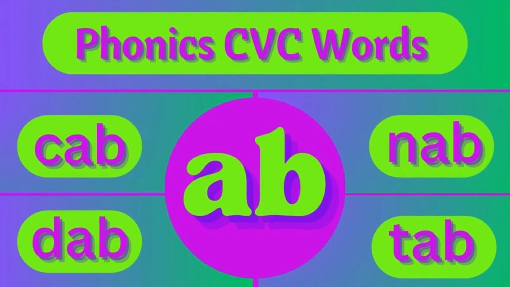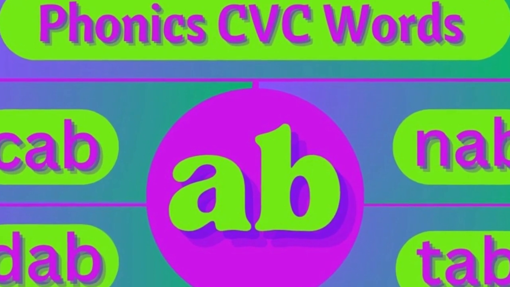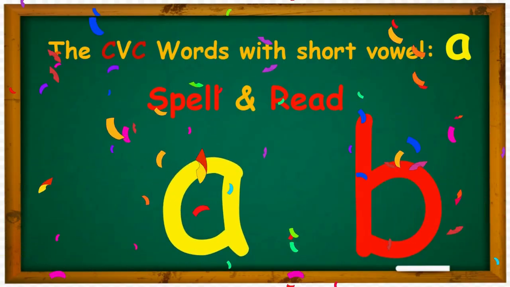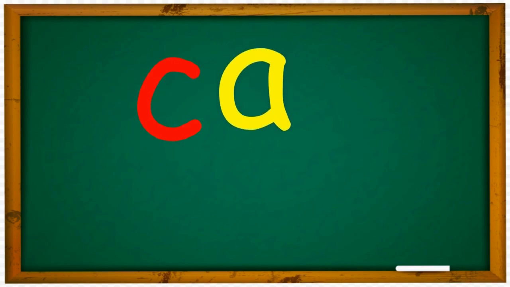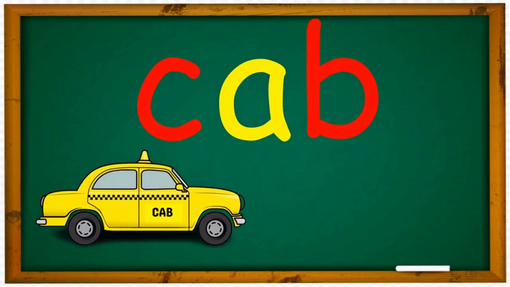Let's learn the CVC words with the short vowel A. A, B, AB. A and B come together to form the sound AB. C, A, B. Cab, cab.